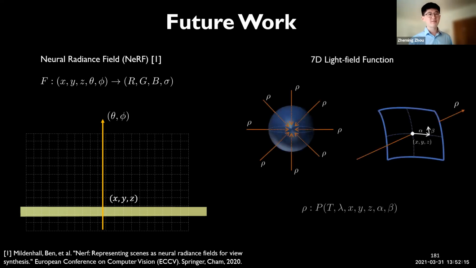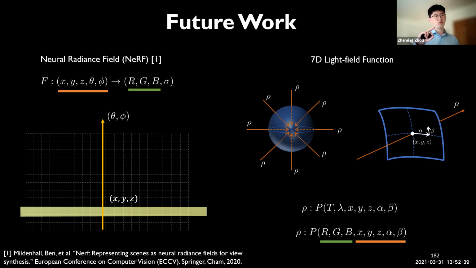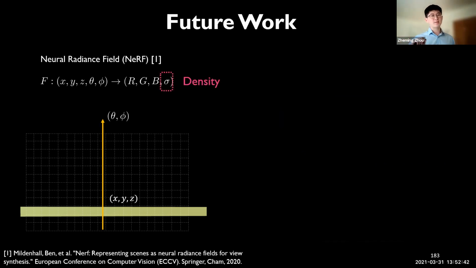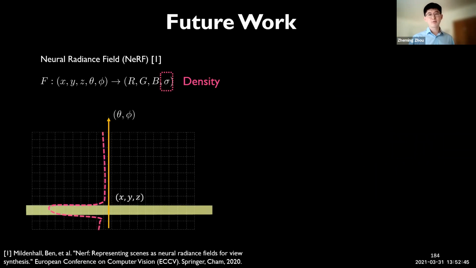If we look at the 7D light field function, we can see similar things shared with it. The XYZ alpha beta is exactly the XYZ theta phi in the NeRF function. If we only consider static scenes, we can eliminate time t, then decompose lambda into RGB, and the two functions are pretty similar. The only difference is sigma, or what we call the density. In the original paper, the density is a value along a light ray that indicates color density, and in most cases, it is highly correlated with the appearance of opaque surfaces, as illustrated in this plot.